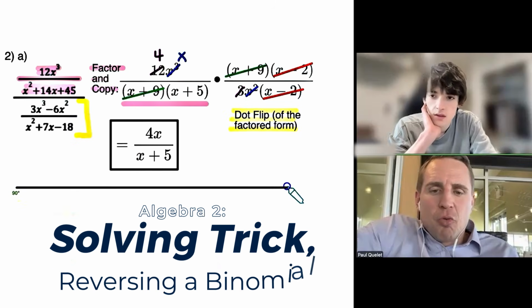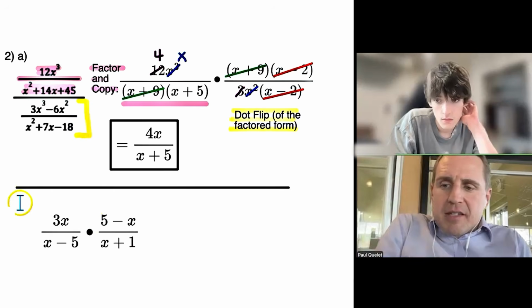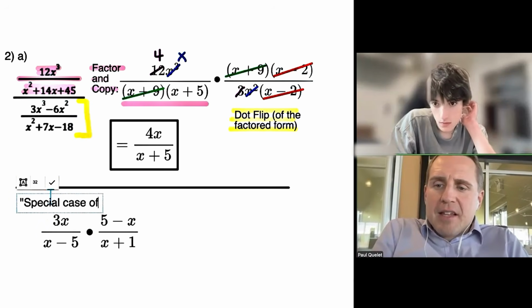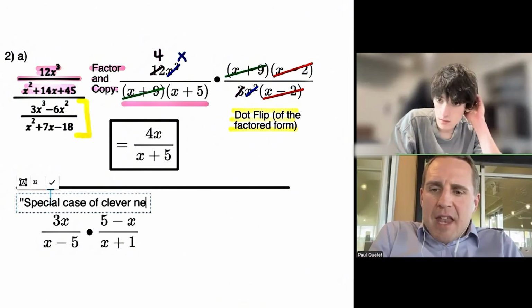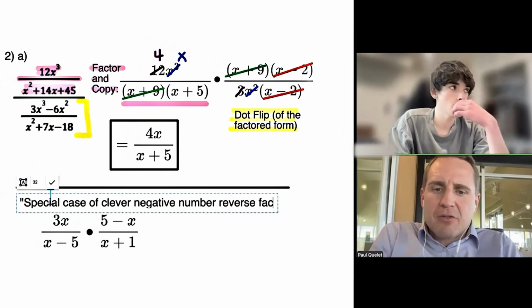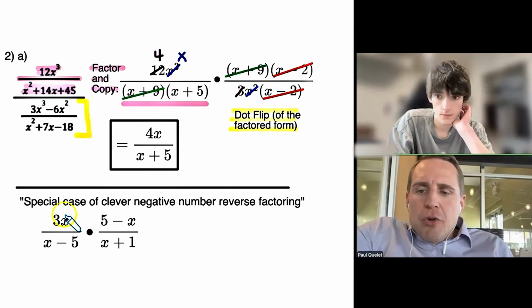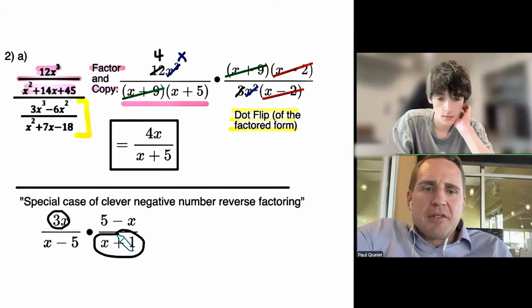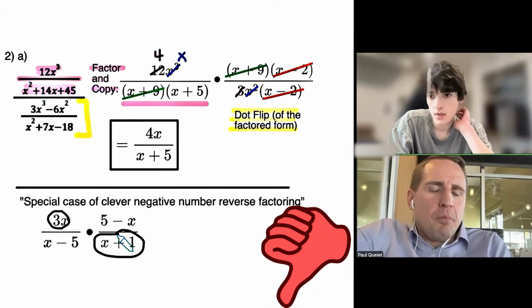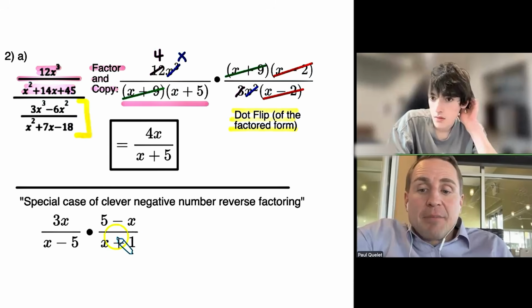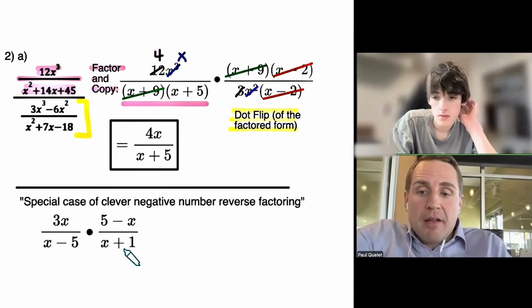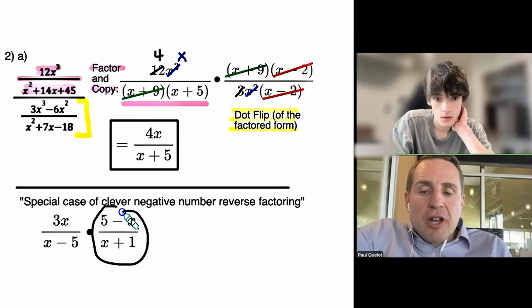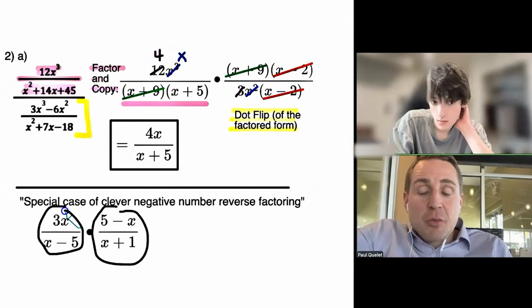Okay, let's get back to today's video. So there's a bit of a special rule. Suppose you had something like this. This is kind of the special case of clever negative number reverse factoring. Here's an important thing. Do you notice, are this 3x and this x plus 1 possibly going to cancel? Right, it's just a product of 3 and x. x plus 1 has a plus in it, so no way. Also, do you notice these aren't going to cancel, nor are these going to cancel with each other?